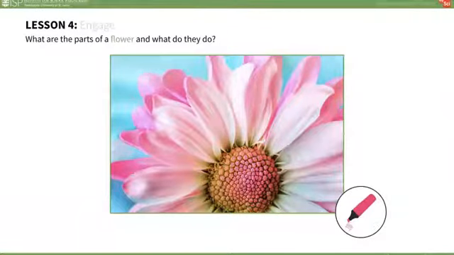In the engage portion of this lesson, ask students, we've been talking about what roots, stems, and leaves do, but what about a flower? What does a flower do for the plant? Chart student responses.